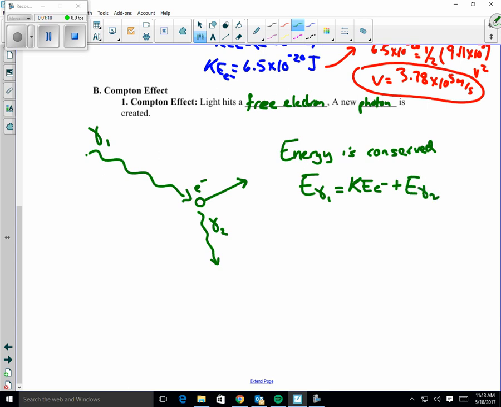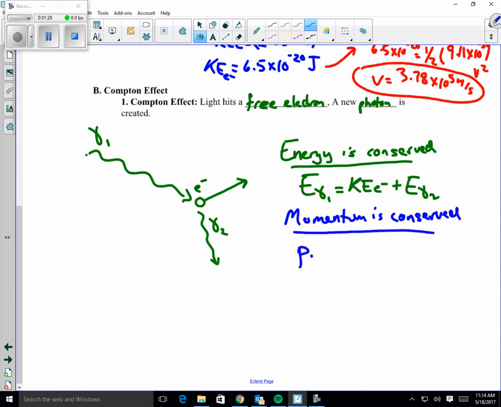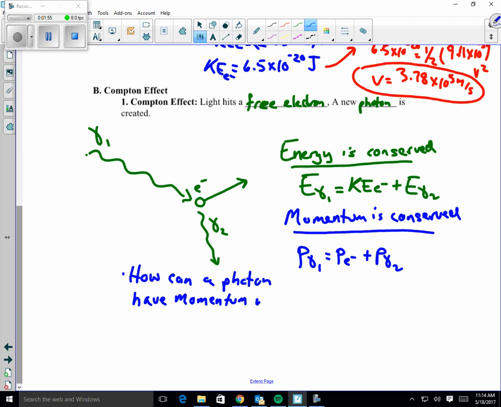So the energy of photon 1 brings in the kinetic energy of the electron and the energy of the second photon. Now what Compton realized is this is a collision. And normally for collisions, we do conservation of momentum. So the momentum of photon 1 splits up into the momentum of the electron plus the momentum of the second photon. The odd thing is, how can a photon of light, which has no mass, have momentum?